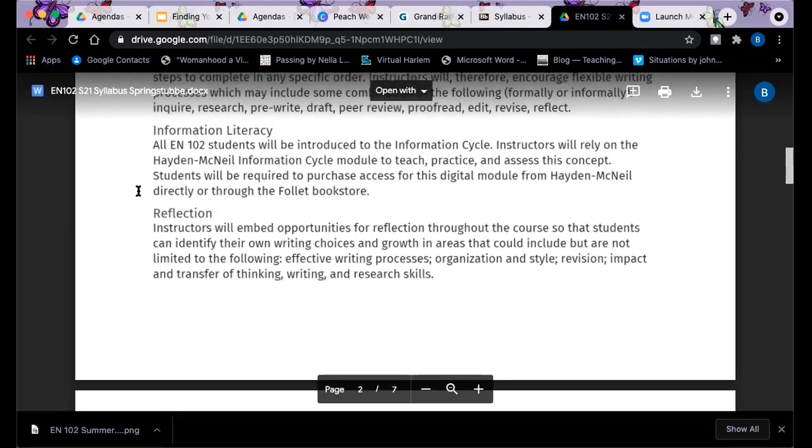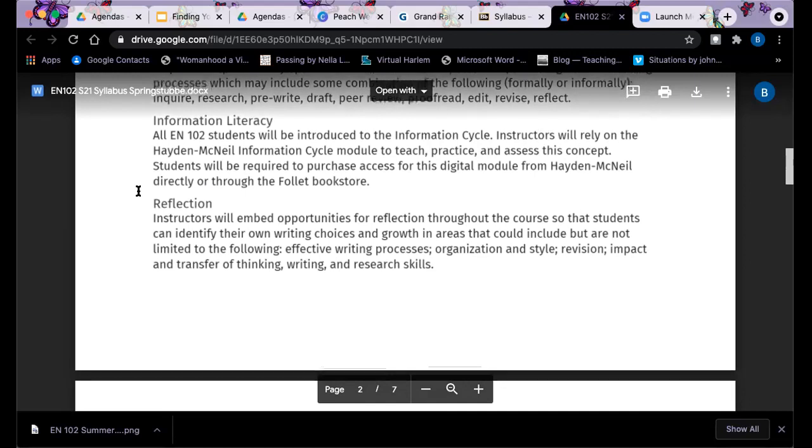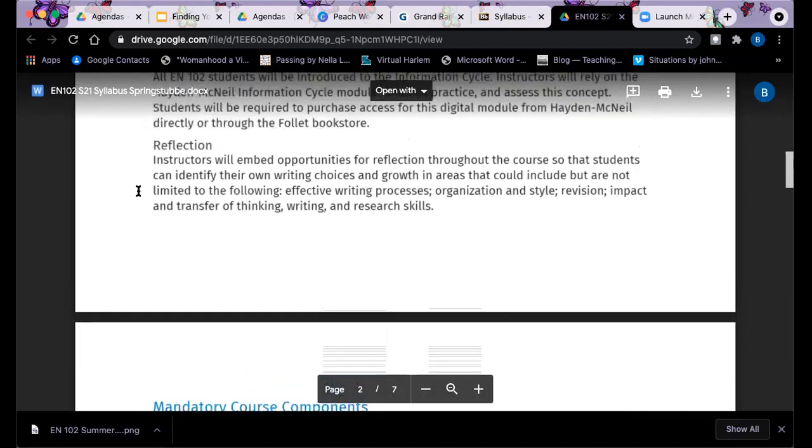We're going to continue working on your information literacy using the McNeil information cycle. And you'll be working on reflecting on your ideas, reflecting on your thinking, reflecting on your writing, the choices you made, and the way you have grown throughout the semester.